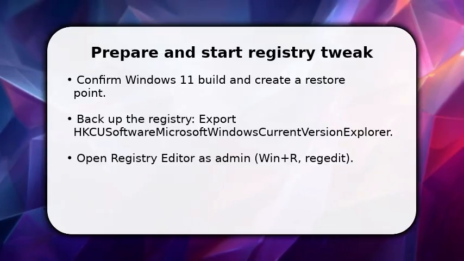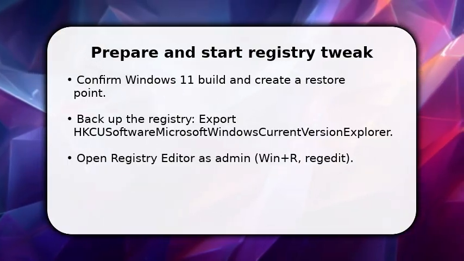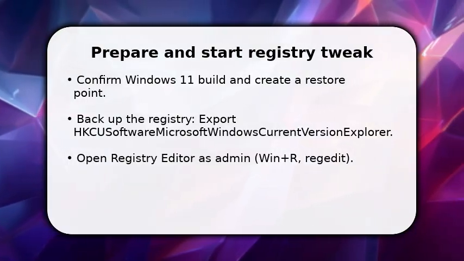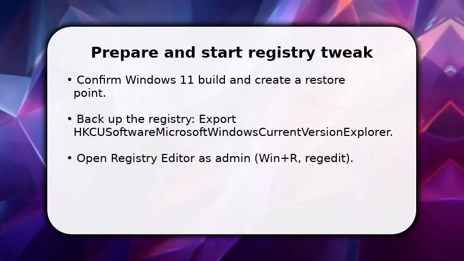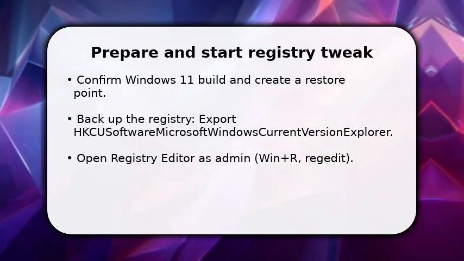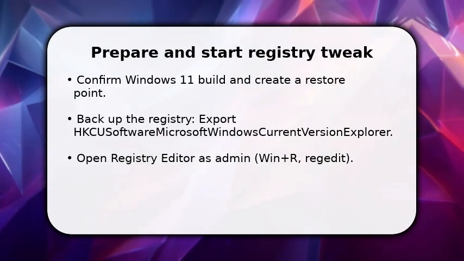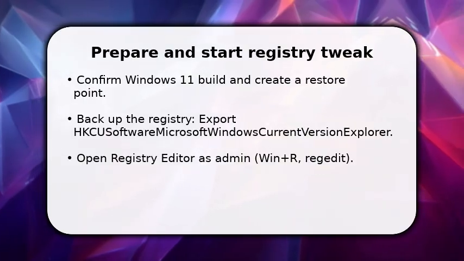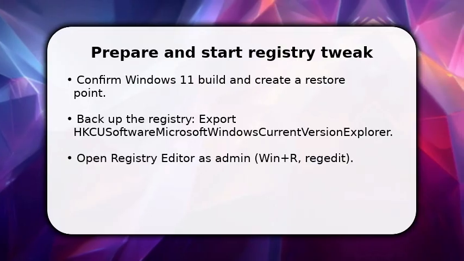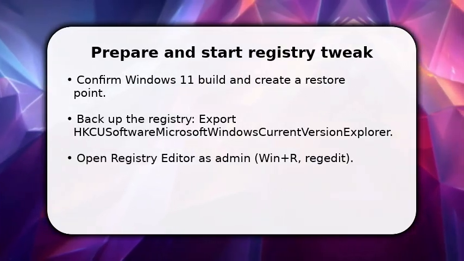You'll begin by checking the Windows build and creating a system restore point so you can recover if needed. Once done, back up the registry key for Explorer to avoid permanent changes. Now open Registry Editor as an administrator. This gives you the permissions to modify taskbar behavior.